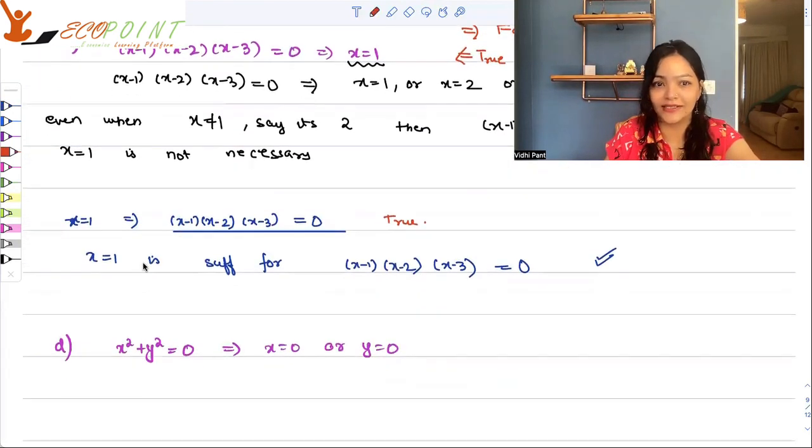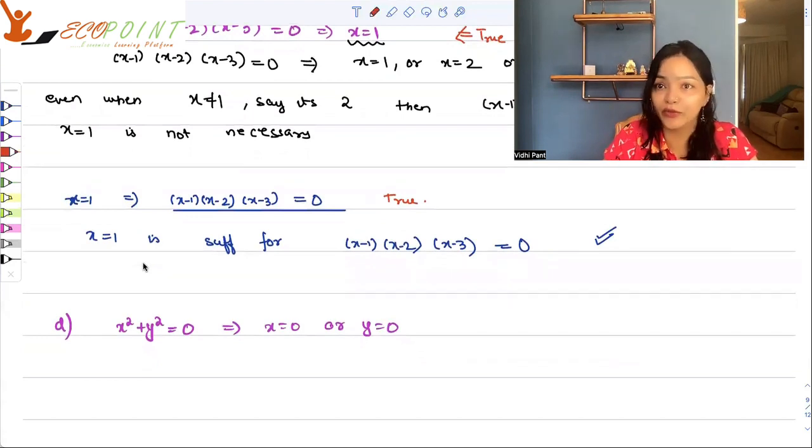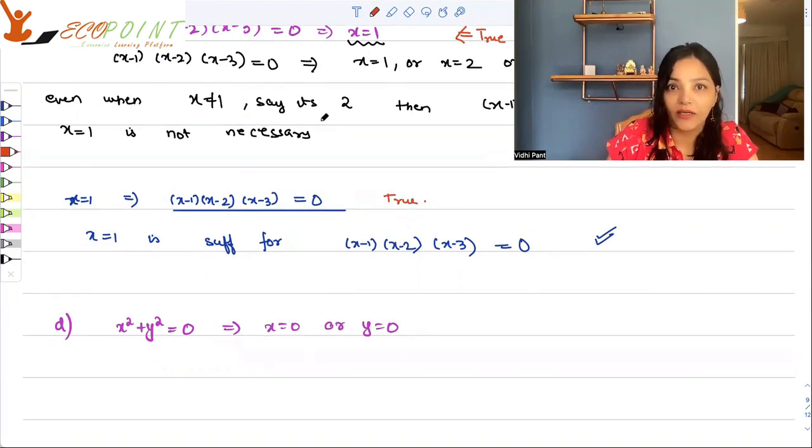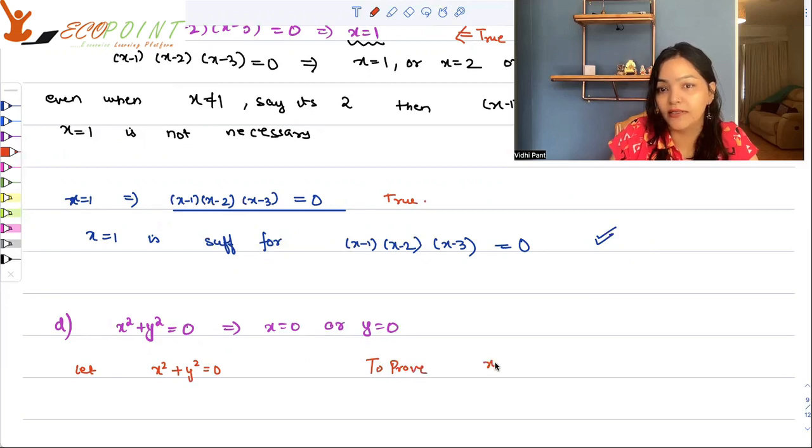Let's look at the next case. x squared plus y squared equals 0 implies x equals 0 or y equals 0. Well, is this implication true? So let x squared plus y squared be equal to 0, and we have to prove x equals 0 or y equals 0.